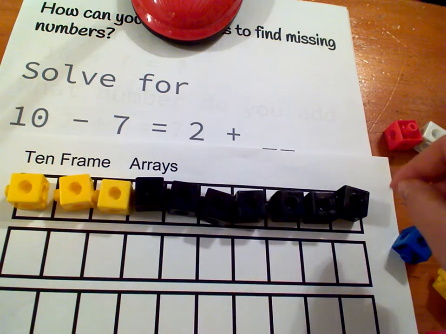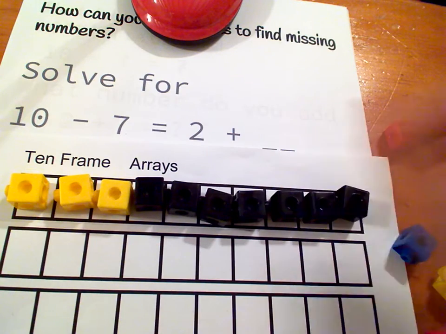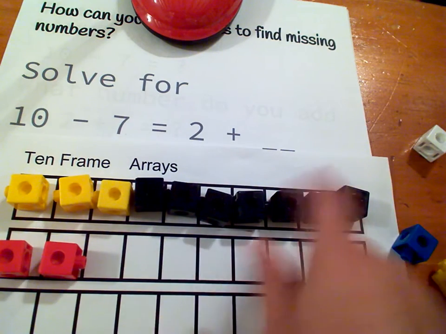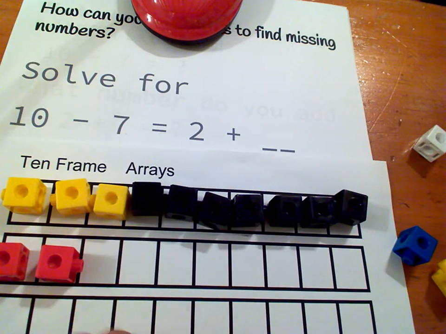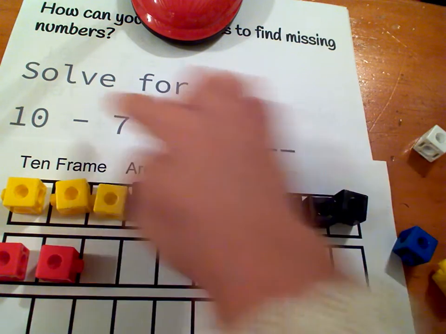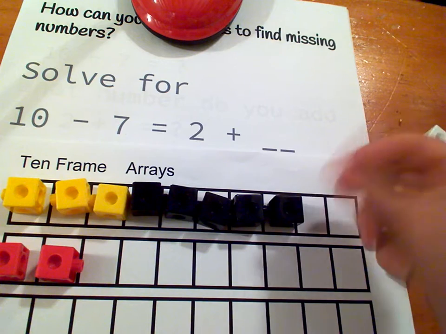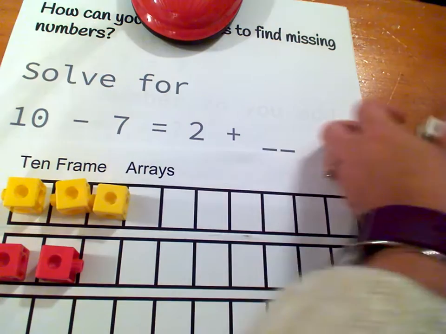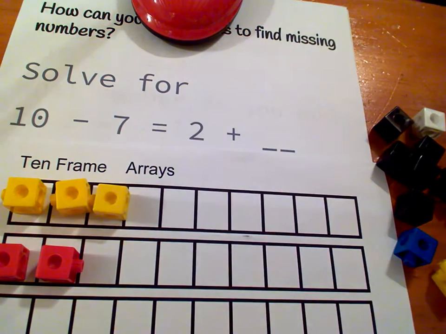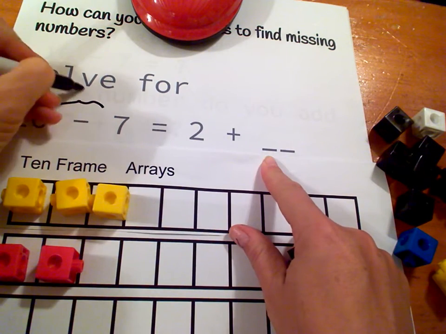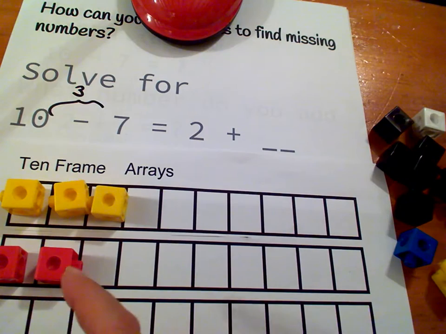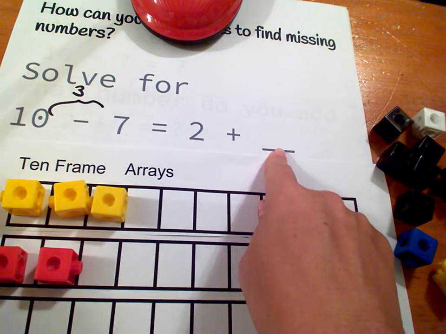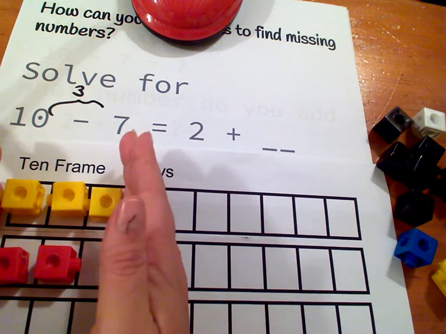10 take away 7. I'm just going to leave that 10 here for a second, and I know I'm going to be comparing it to 2 add something. Right now they don't look at all like the same amount, so let's see what happens. I have 10, and I need to take away, subtract 7. 1, 2, 3, 4, 5, 6, 7. So what is 10 take away 7? It is 3. Total of this expression is 3. This group of numbers is 3. But now it's equal to 2 plus something. Well, what number plus 2 will give me 3?